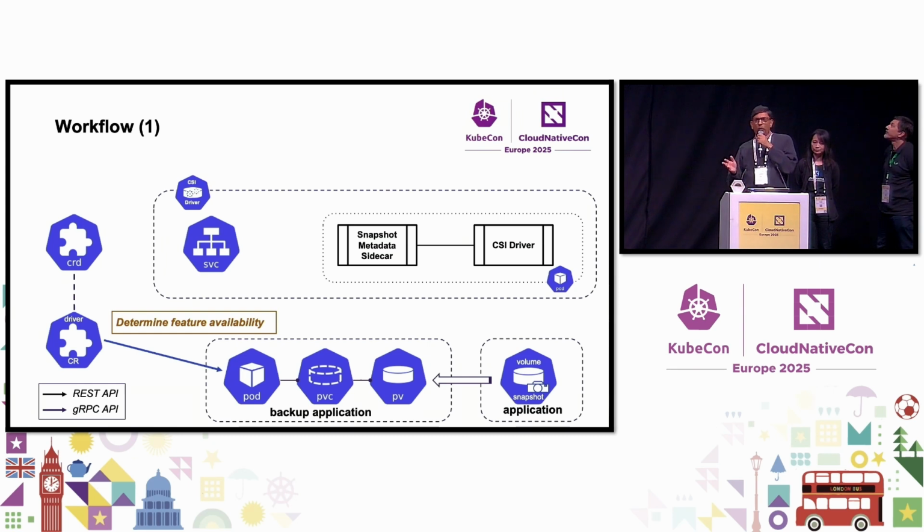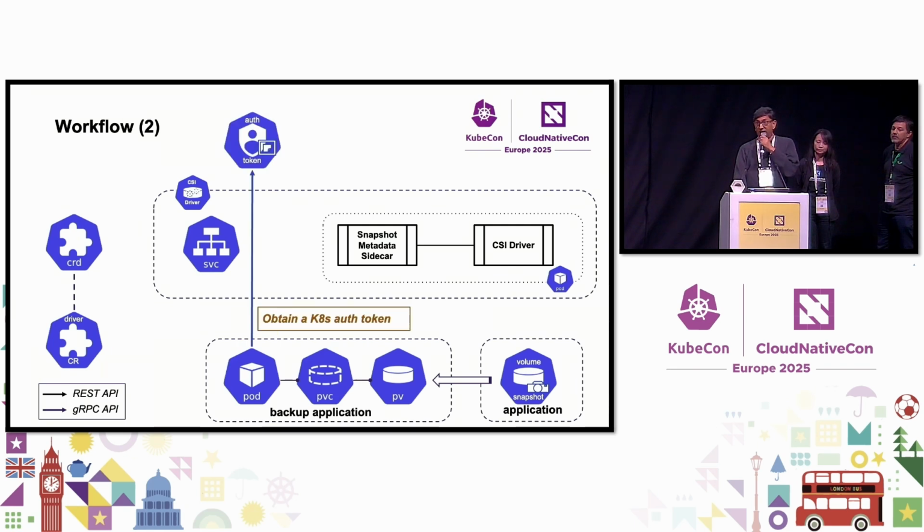So I'm going to go over the workflow of a backup application. The first thing a backup application would do would be to determine whether this feature is available. And it's a very simple thing. It just looks for the CR based on the name of the CSI driver. Of course, it gets that name of the CSI driver from either the PV or the volume snapshot, or any of these objects. Once that's done, the backup application has to ask the Kubernetes API for an auth token. And this auth token has to have the audience string specified from the CR. And we'll get to the reasons in the next few slides.